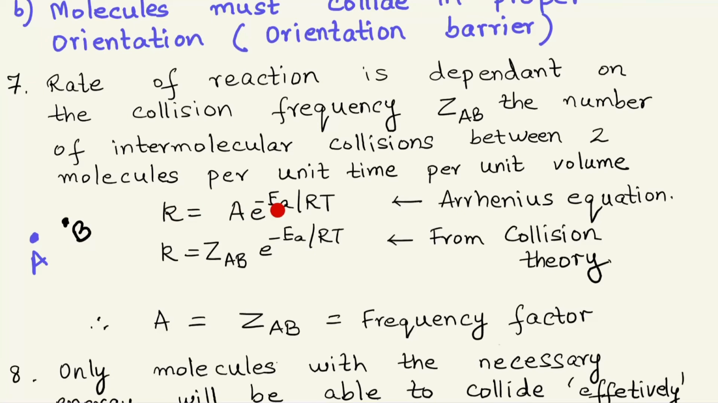Now if you remember, in the Arrhenius equation we had said k = A e^(-Ea/RT), which was the Arrhenius equation. From collision theory, we get the value of the rate constant as k = Z_AB e^(-Ea/RT). This derivation is by complex mathematical steps. We are not going into the details of this at this point of time.